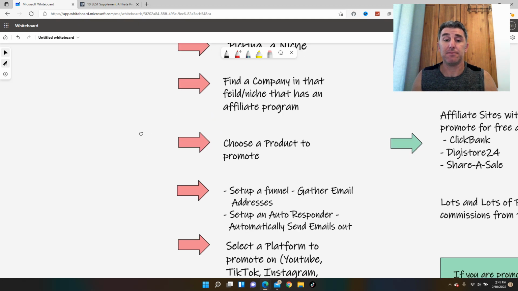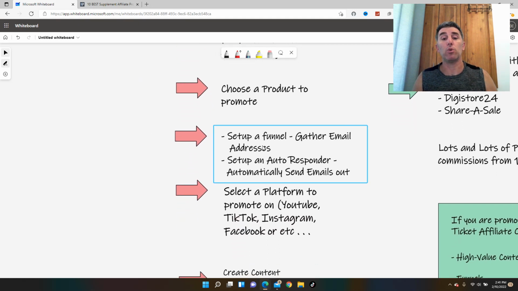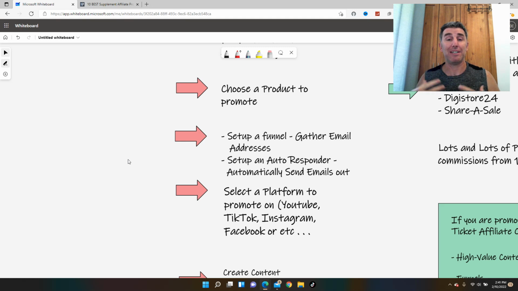And to do that, a lot of times we will go to setting up a funnel. Now, the purpose of the funnel is to gather email addresses. And once we gather those email addresses, we will set up an autoresponder. Its purpose, as the name implies, is to automatically send emails out to those addresses. When we're getting started, this is a huge thing. It's very easily done. Now, there are multiple ways to collect those emails. ClickFunnels is a huge one.